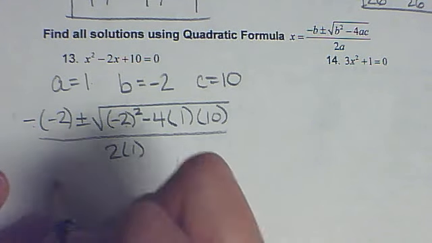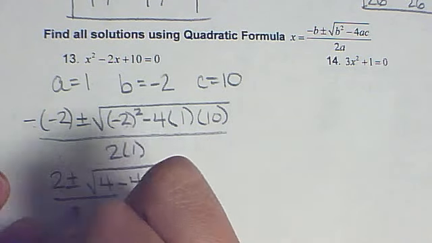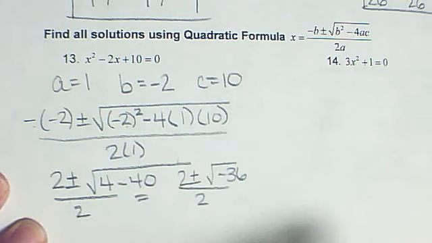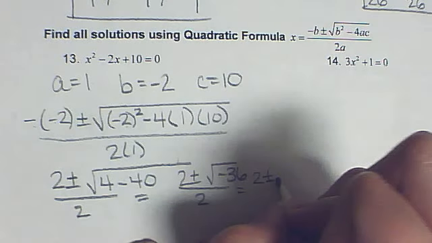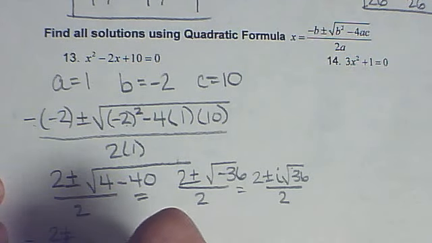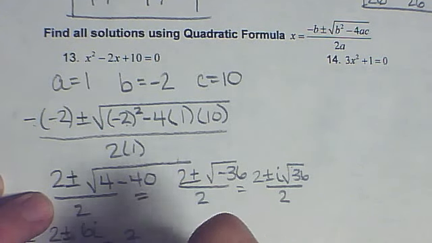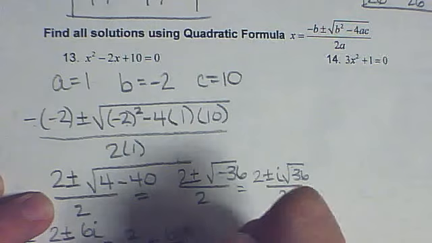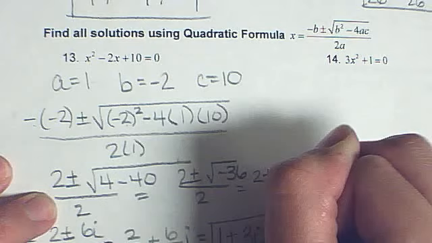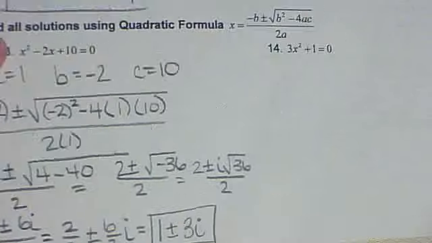When you have a negative number squared, that will become positive. Also, when you have a negative, that's positive. So I've got 2 plus or minus the square root of 4 minus 40 over 2, which is 2 plus or minus the square root of -36 over 2, which is 2 plus or minus i square root of 36 over 2, which is 2 plus or minus 6i over 2. And if I split that up, I've got 2 over 2 plus or minus 6 over 2i, which is 1 plus or minus 3i. I know I'm going through these quickly. I'm just running out of bandwidth here.